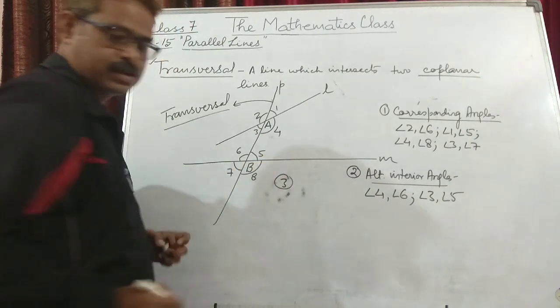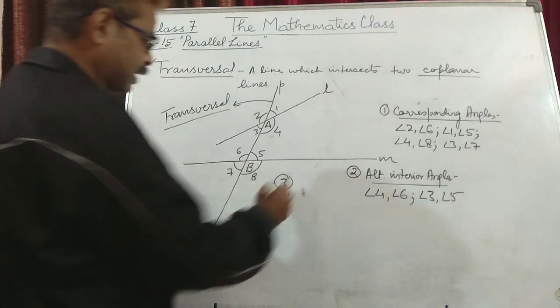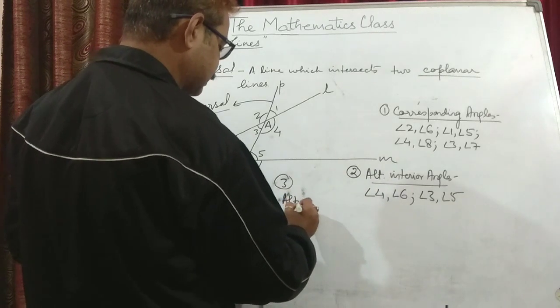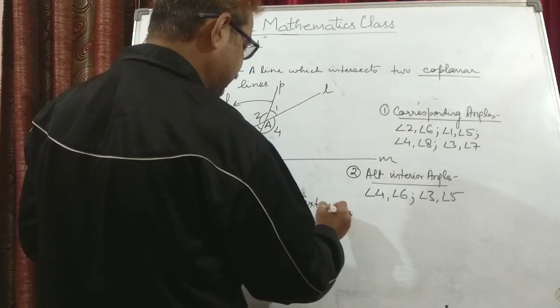Then next is the third type of angles that are known as alternate exterior angles.